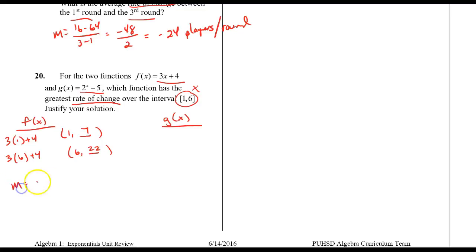So we find that slope, which is 22 minus 7 over 6 minus 1. That's going to be 15 over 5, which is a slope of 3. So f of x has a rate of change of 3 from 1 to 6. G of x, same thing. I'm looking for 1 comma something and 6 comma something.